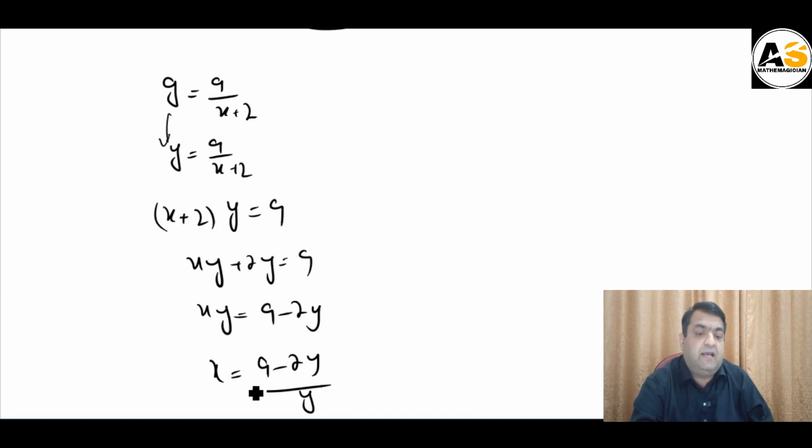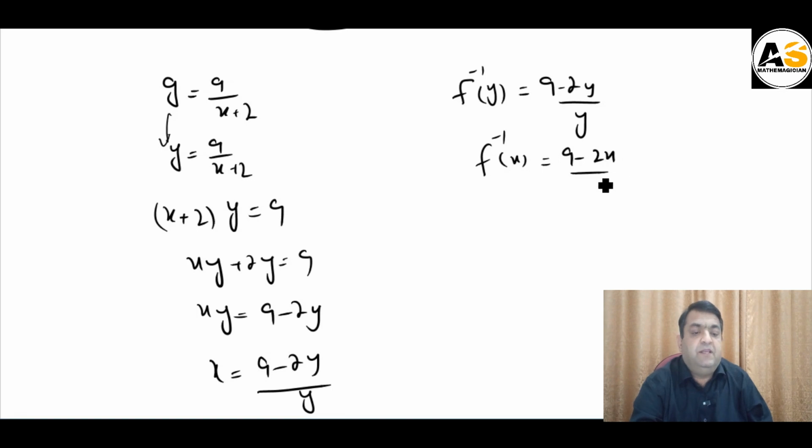Now we will replace x by f inverse of y, which is equal to 9 minus 2y over y, and ultimately in the last step we will replace y by x, 9 minus 2x over x. This will be g inverse of x over here because the function's name was g, not f. So this is the inverse function of this.